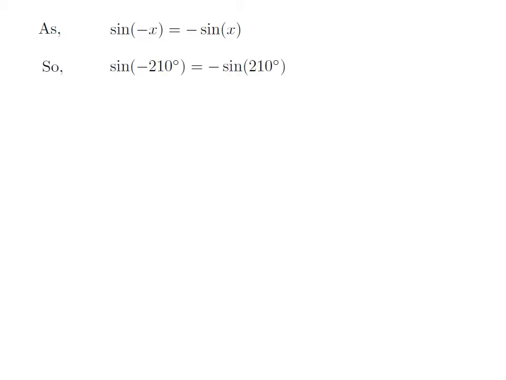Let us apply the above identity for sine of minus 210 degree. Here x is 210 degree. So sine of minus 210 degree is equal to minus sine of 210 degree.